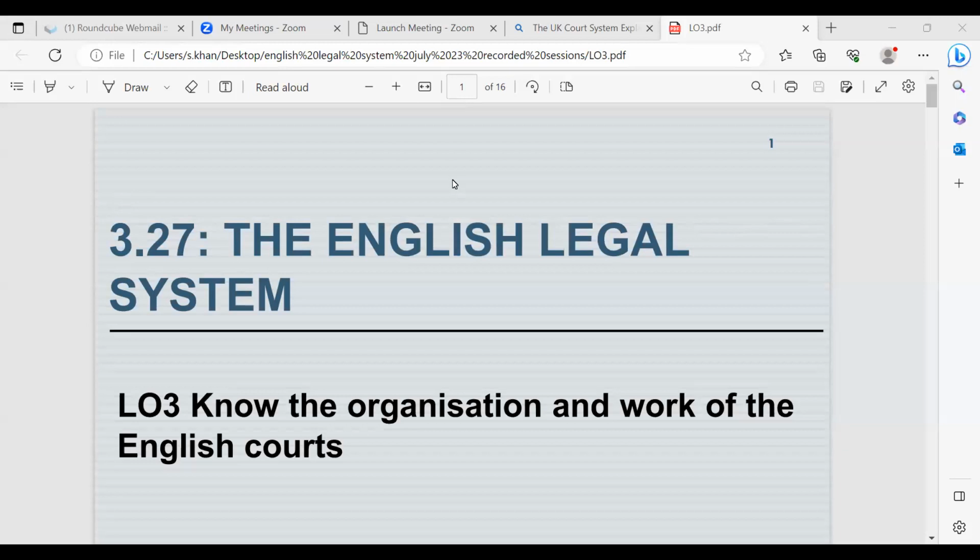The unit we'll be doing today is 3.27, which is the English legal system. And we'll be looking at learning outcome 3 today, which is to know the organisation and the work of the English courts. Firstly, we'll just summarise what we did in the last session, which was learning outcome 2, to understand the rules of statutory interpretation.